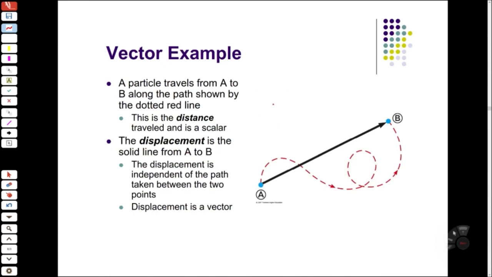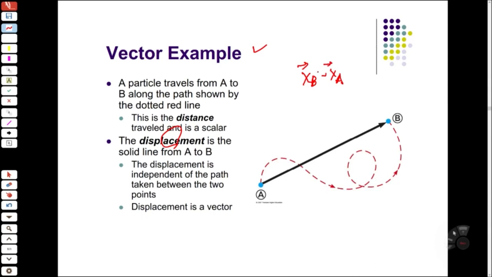So, for example, this gives you a good example. How is a vector different from a scalar? A particle moves from point A to B along the path shown by the dotted line. So it's moving along a completely twisted line like this, and the distance traveled is the total length of this twisted curve, but the displacement is just xb minus xa, which is a vector.